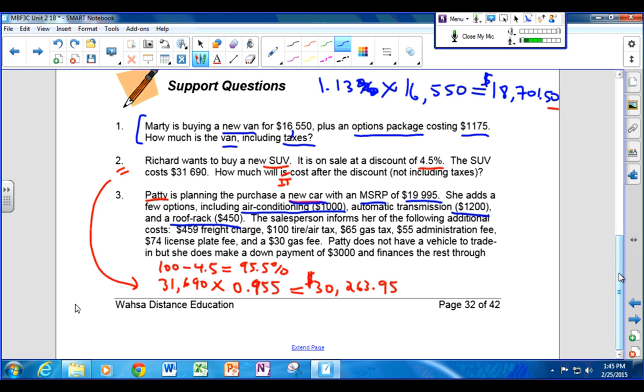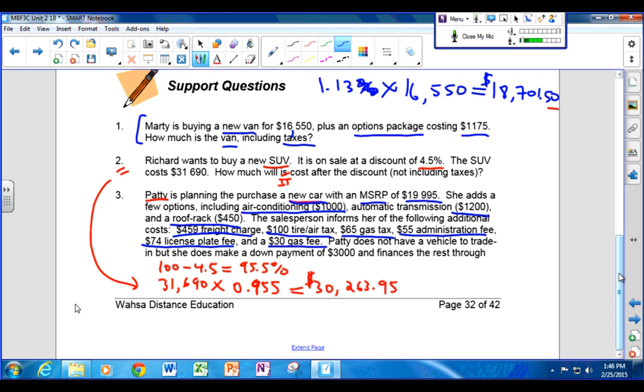This is the freight charge, and again, that's usually a flat rate fee. They charge everyone that, no matter where they are. Of course, there's the tire tax and the air conditioning tax, the gas consumption tax, and an administration fee for doing all the paperwork to transfer the vehicle over to her, right? And a $74 license plate fee. Okay, and well, it's a $30 gas fee. Well, I assume they're giving her a whole tank of gas for that.